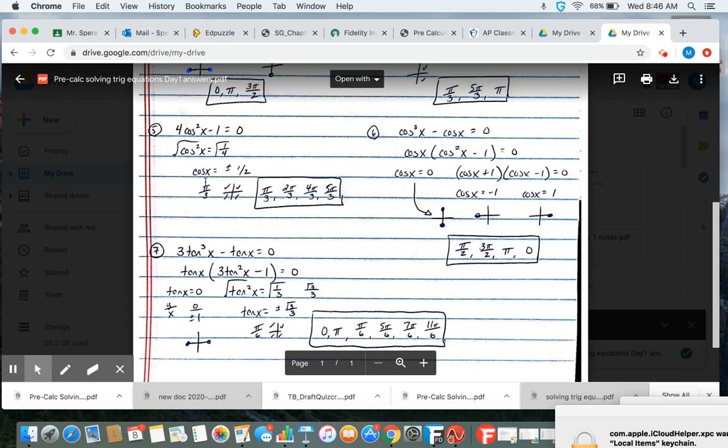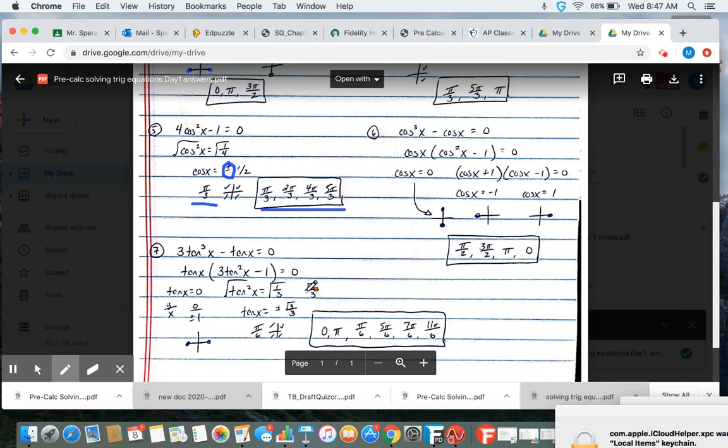Remember, in number 5, once we get cosine squared x by itself by adding 1 and dividing by 4, we have to take the square root of both sides. When you do that, you'll always have a plus or minus, and that's what leads you to have all of a special angle. So in this case, all of the pi over 3's were our answers.